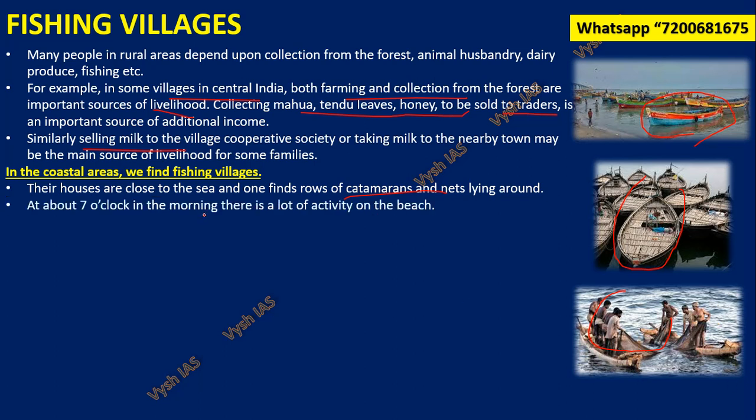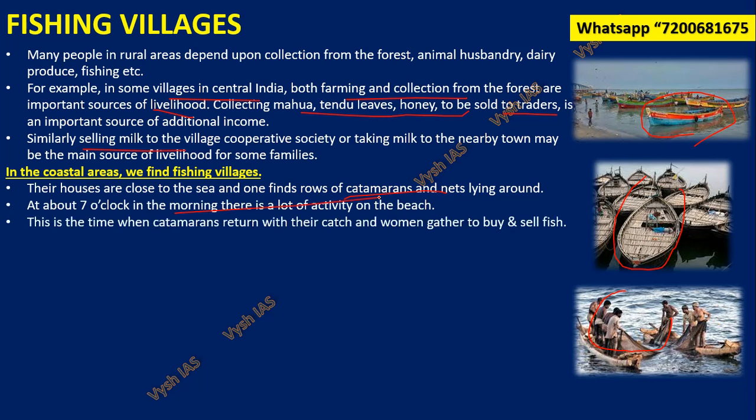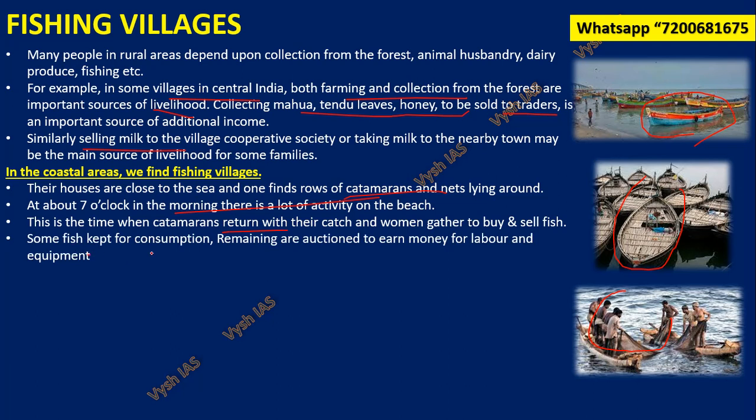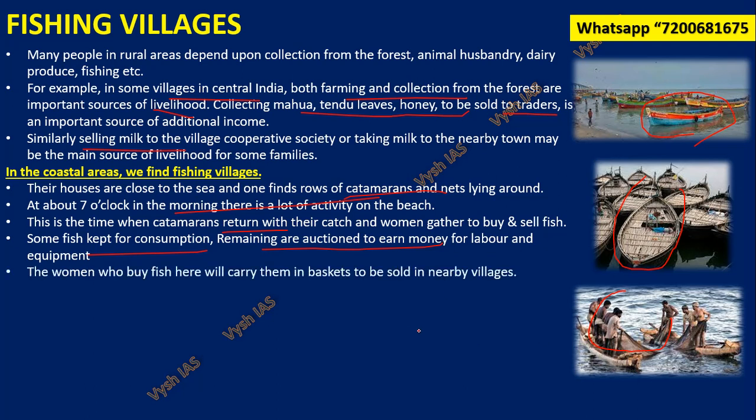Okay, so about 7 o'clock in the morning, there is a lot of activity on the beach. This is the time when catamarans return with their catch, and women gather to buy and sell fish. So some fish is kept for consumption, and the remaining is auctioned to earn money for labor and equipment. Okay, they'll keep the fish in big baskets, and then auctions will happen. People who bid the highest can take it and go, and they will sell it elsewhere. Okay, so the women who buy fish here will carry them in baskets to be sold in nearby villages.